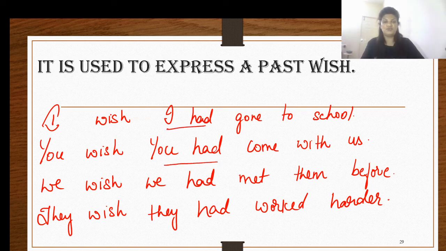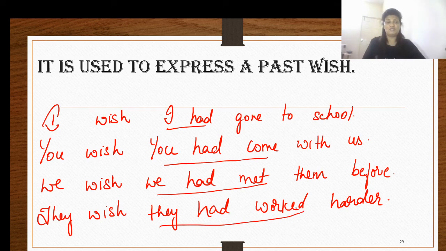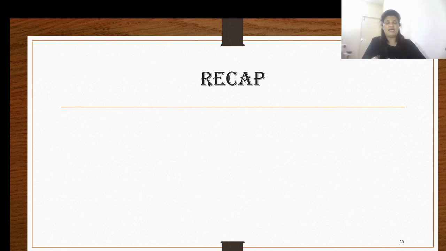You wish you had come. We wish we had met them before. They wish they had worked harder. So here we are referring to the actions which we wish had happened in a different way than they have actually happened. So this is another usage of past perfect.